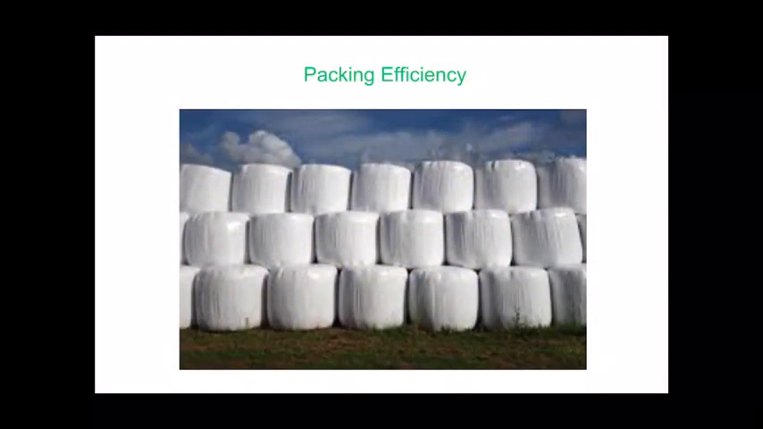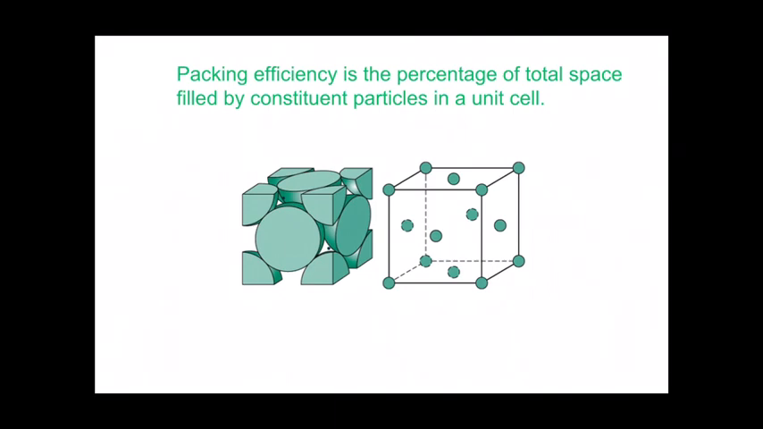Today's discussion is about packing efficiency. Packing efficiency is the percentage of total space filled by constituent particles in a unit cell. Here there is a unit cell. You can see particles at the corners as well as at the center of all the faces. And if you look at this figure closely, you can see spaces in between the close packing, known as voids. Last class we learnt about voids in detail. Now we are going to calculate the packing efficiency, or the percentage of total space filled by the constituent particles in a unit cell.